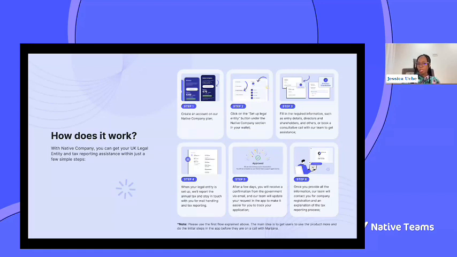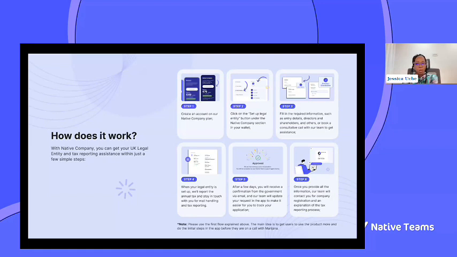When you have purchased this plan, the next step is to log into your dashboard and click on the Set up Legal Entity button by the Native Company section. So once you log into your dashboard after you have bought the plan, you're going to see the Native Company section. And once you get there, click on the Set up Legal Entity button.